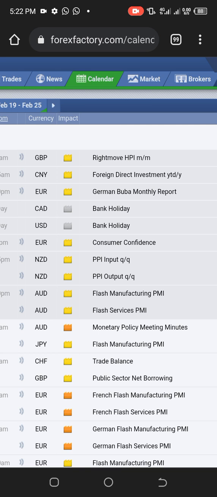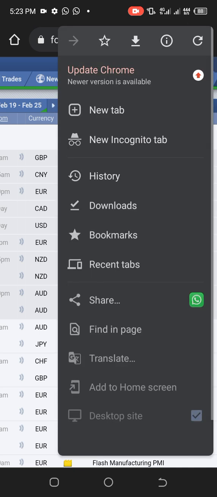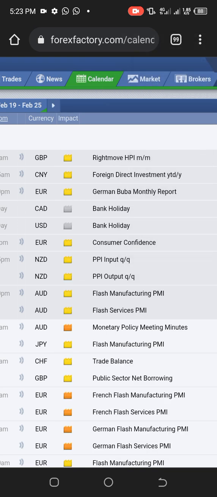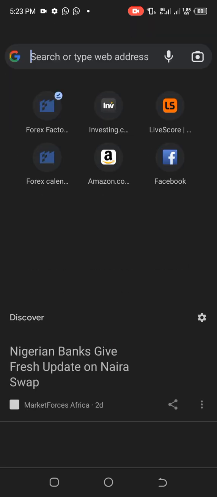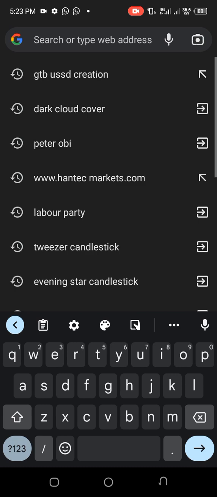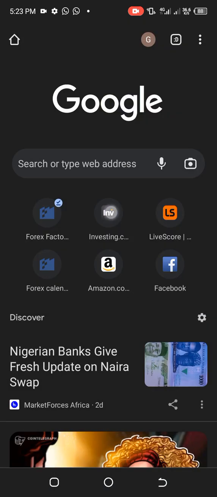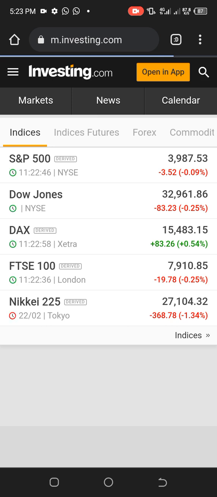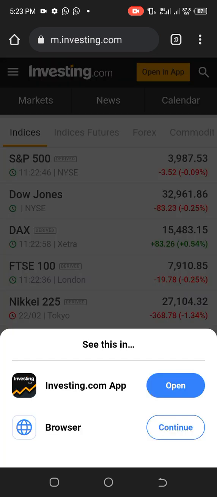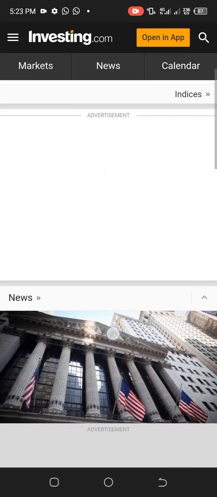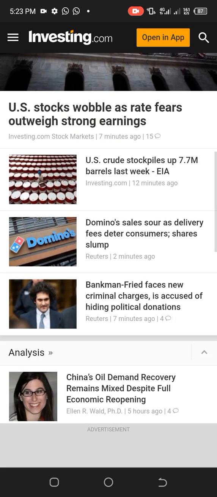Now a quick one, we're not going to open all the websites, but let me just introduce you to investing.com and how it looks like. So this is how investing.com looks like.